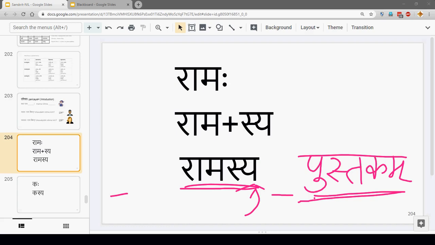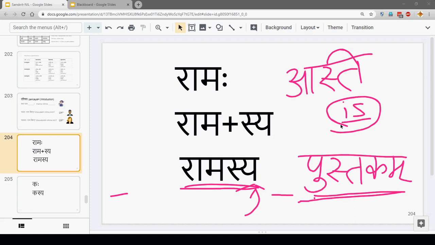Asti. Asti is not written, but it is always assumed. If nothing is written, you can assume asti. Ramasya pustakam asti. So what is the meaning of asti? Is, or exists. So Rama's book is there, or it exists.